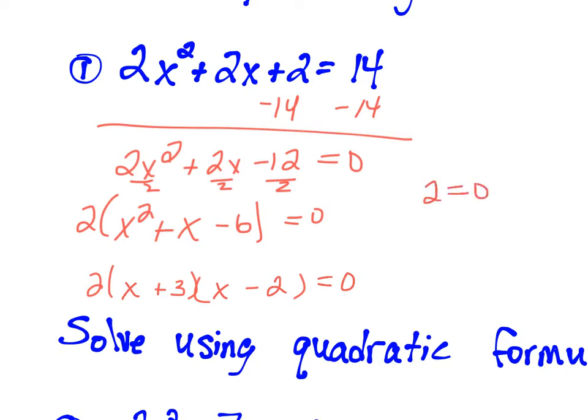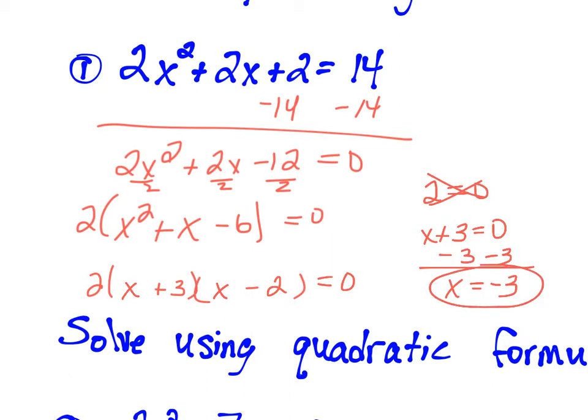Is that a true statement? Will 2 ever equal 0? No, so just cross it out. Then I say x plus 3 equals 0. How do I solve that? Subtract 3 from both sides. So I get x equals what number? Negative 3, good. And then my other one is x minus 2 equals 0. So what do I do? Add 2 to both sides. And I get x equals 2.